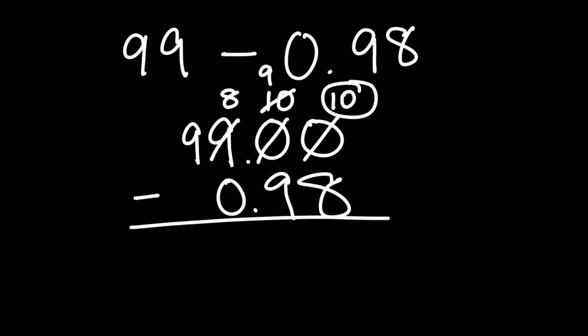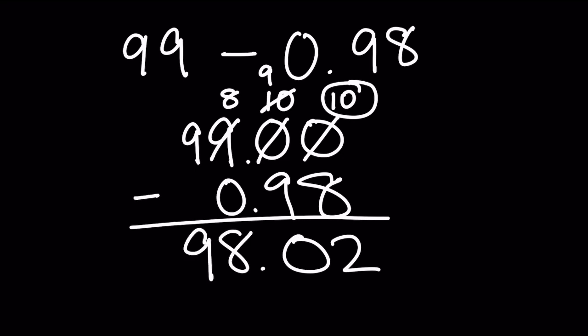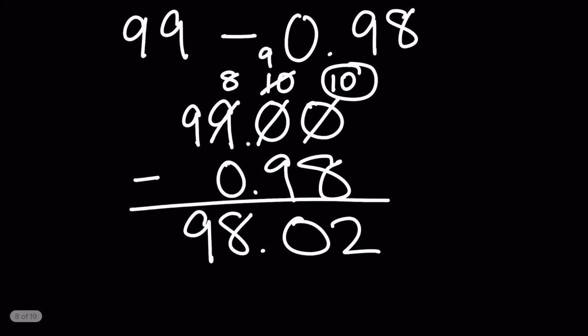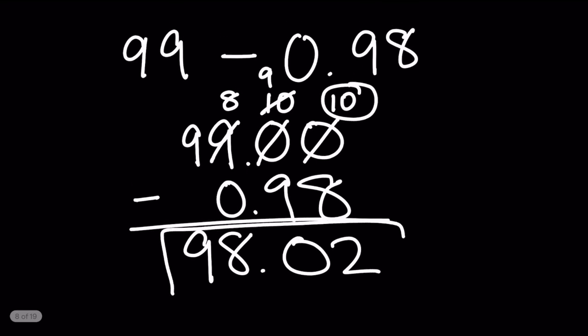Now we can actually start subtracting. 10 minus 8 is 2, 9 minus 9 is 0. We bring down the decimal place. 8 minus 0 is 8, and 9 minus 0 is 9. So the answer is 98.02.